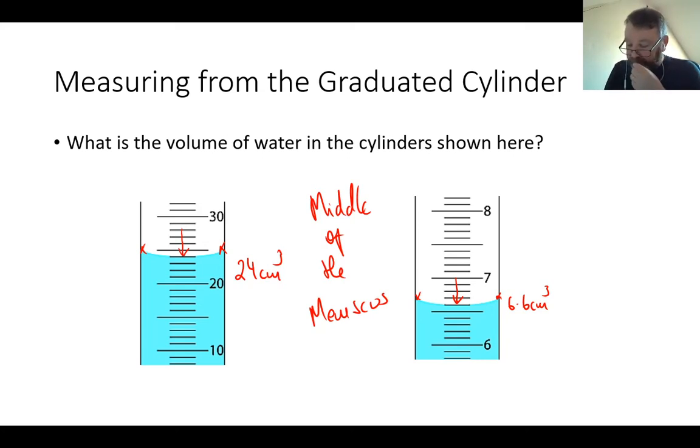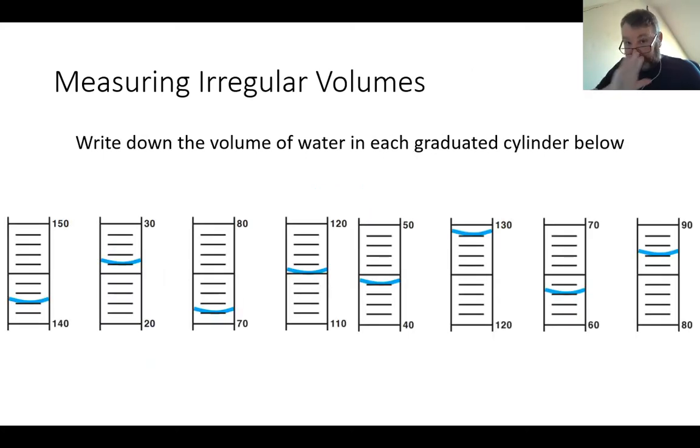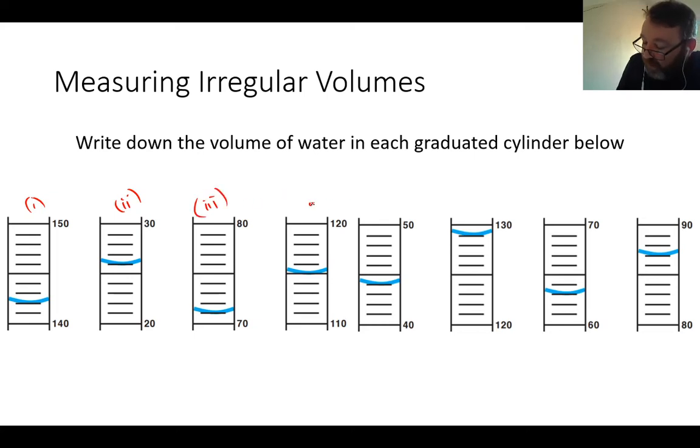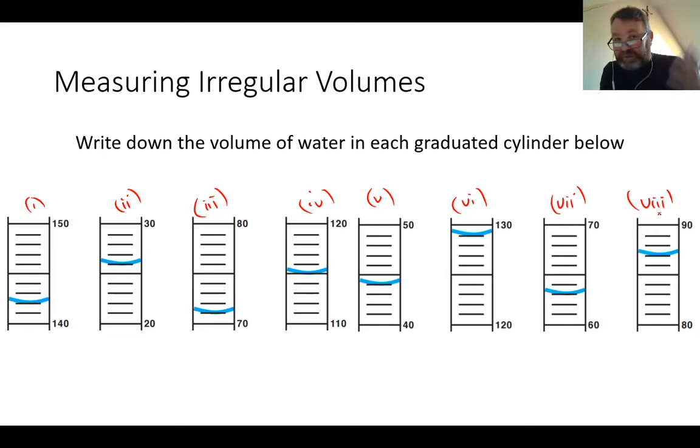Okay, what about these? Now I'm going to leave these as an exercise for you to do, and I want you, in the homework that you're going to do for me, to write down what volume of water is present in each one of these graduated cylinders. So that's part 1, part 2, part 3, I've got to label these, part 4, part 5, part 6, part 7, and part 8. If you can manage them, then you're a genius reading a graduated cylinder, and that's exactly what we need to do, because we need to be accurate.